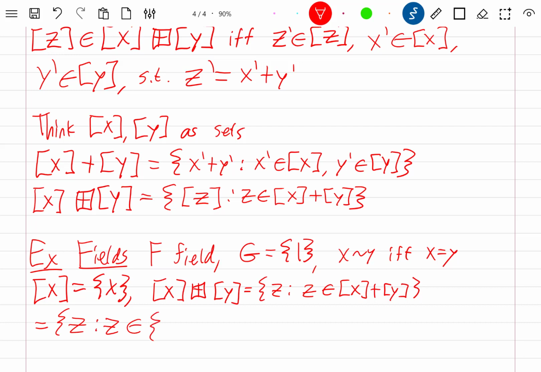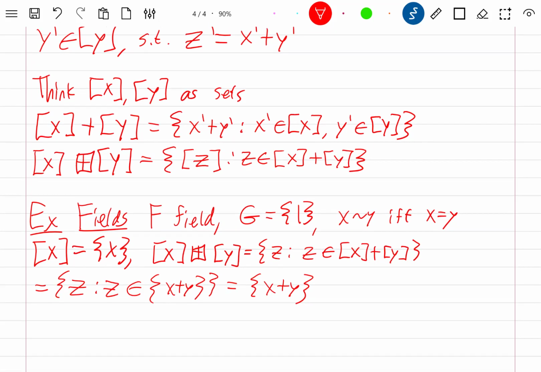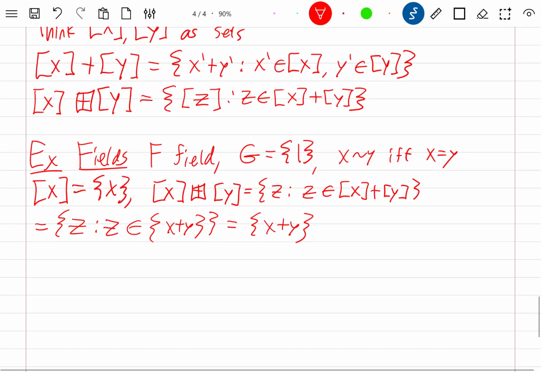It's just going to be, well, the equivalence class of x is just the set {x}. The equivalence class of y is just the set {y}. So x plus y should just be the set {x + y}. This is exactly how we saw a field as a hyperfield, where the hyper summation is just the normal summation, but you just put curly brackets around it. So we have fields.